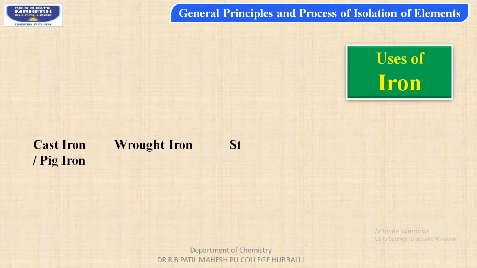Next, students, we have 3 different types of iron. The first one is cast iron or pig iron. The second one is wrought iron, and the third one is steel. In cast iron, 4% of carbon is present, whereas in wrought iron it is less than 0.2%, and in steel it is in the range of 0.2 to 2%.